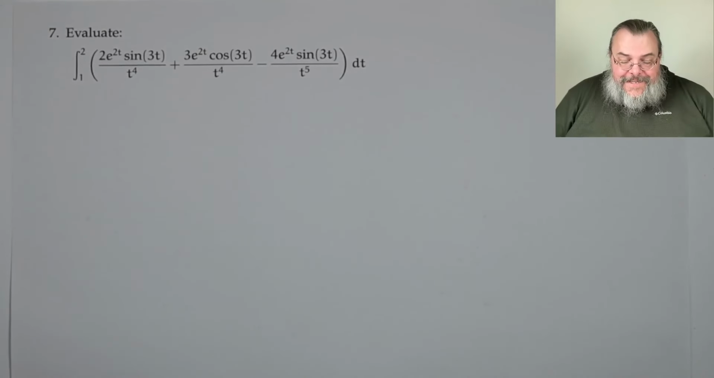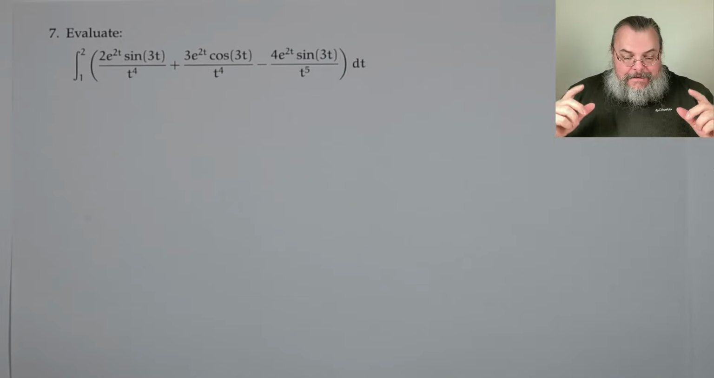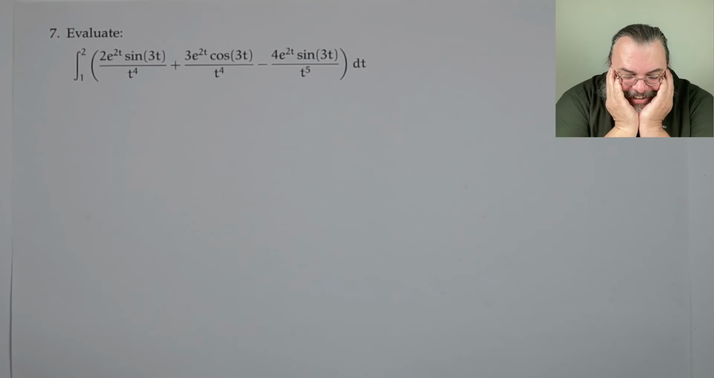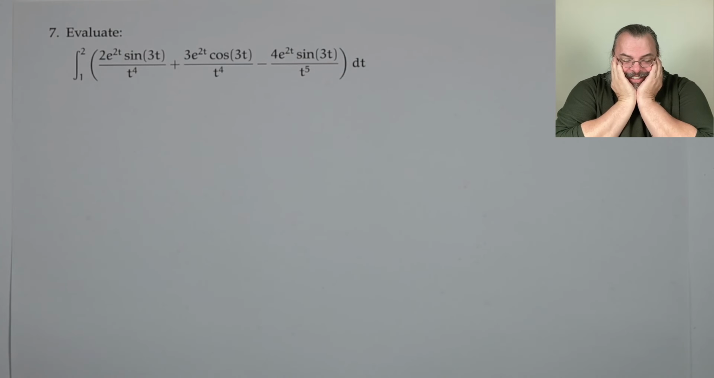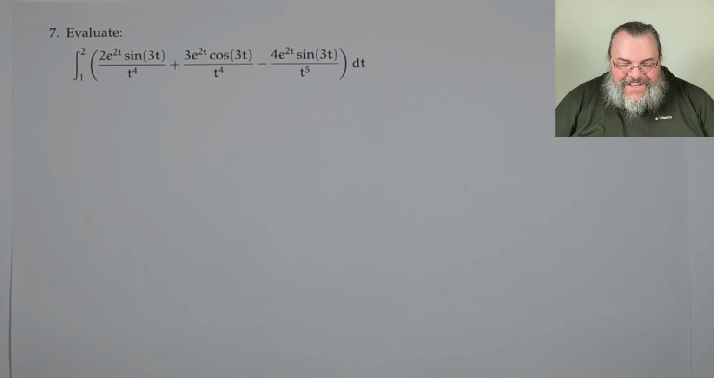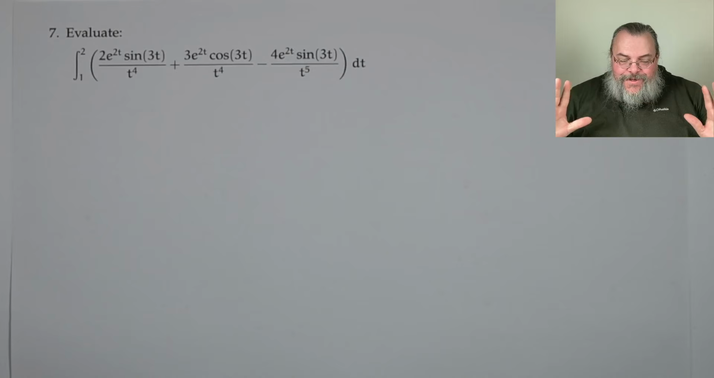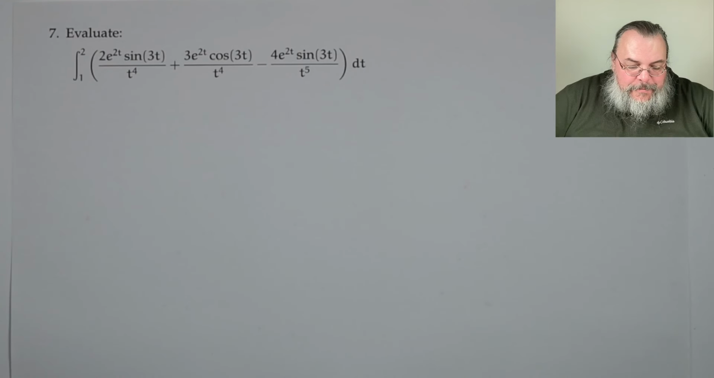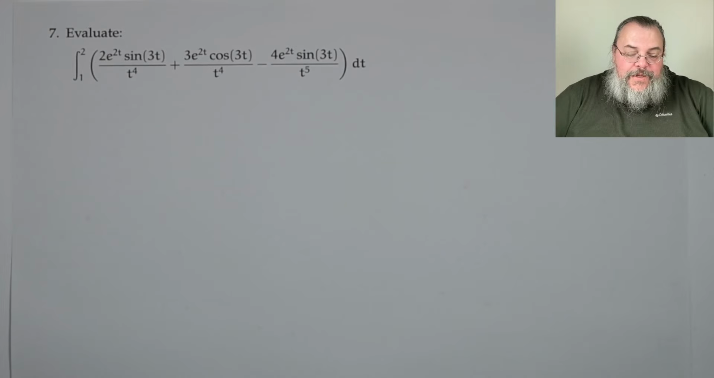Number 7. Evaluate. What? Oh my gosh. Okay, hold on. Let's not panic. Let's think about what we have here. So we're doing the integral from 1 to 2 of 2e to the 2t sine of 3t over t to the 4th, 3e to the 2t cosine of 3t over t to the 4th, minus 4e to the 2t sine of 3t over t to the 5th dt.